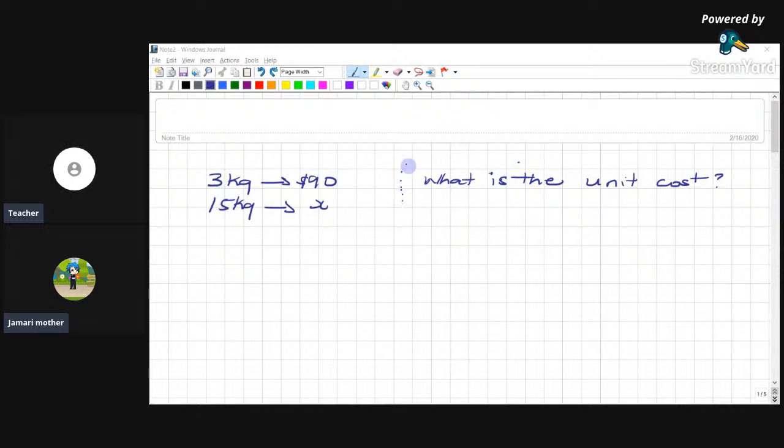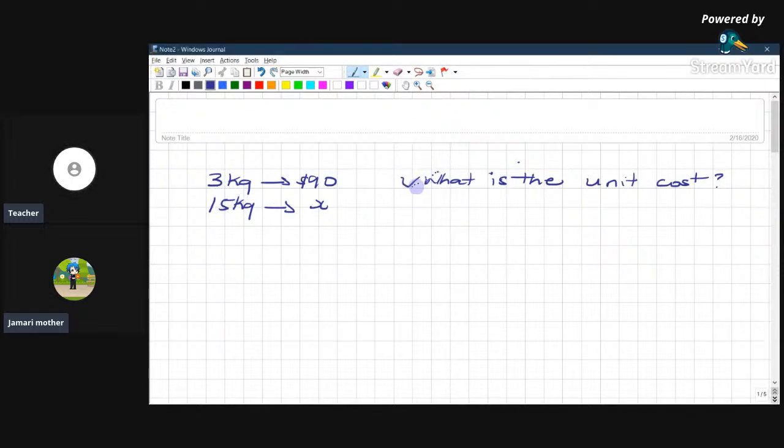So, the first thing we need to do is work out what is the cost for 1 kilogram of flour. So, if we have 3 kilograms that cost 90, what is the cost of 1 kilogram of flour? How would you do that one? We're going to divide the 90 by the 3. Yes. So, if we divide 90 by 3, it would work out to be $30 for each kilogram. 3 into 9 goes 3, 3 into 0, 0, and we have 30.